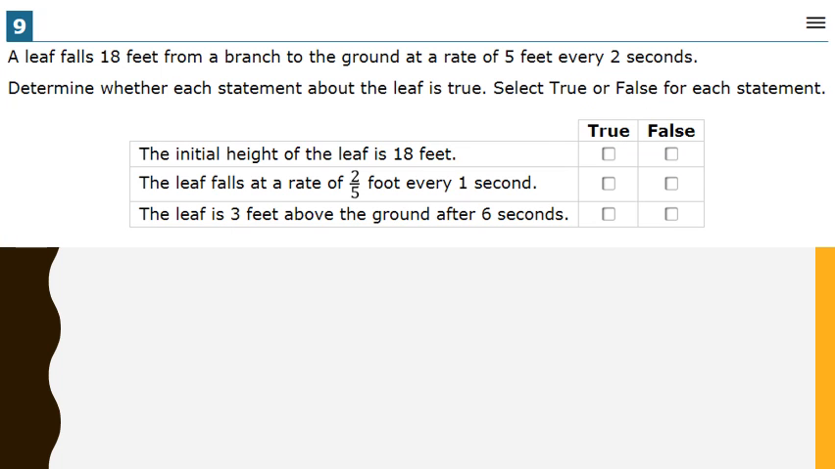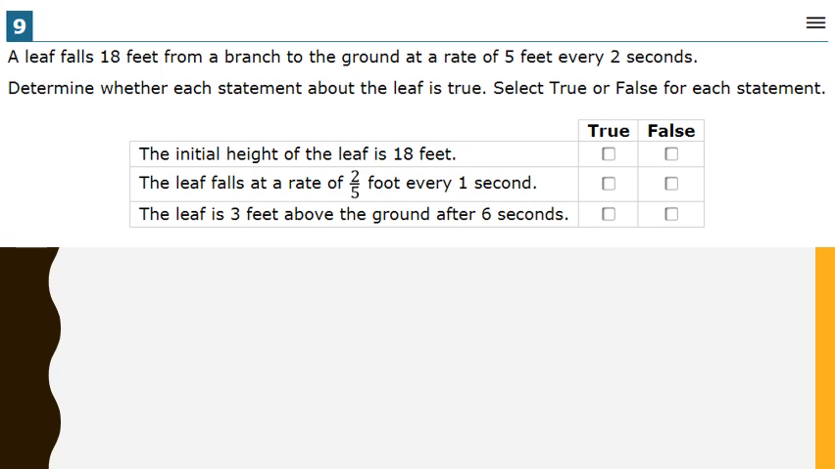So we've got our best friend, the true or false questions here. And in this problem, it says a leaf falls 18 feet from a branch to the ground at a rate of 5 feet every 2 seconds. It asks us to determine whether each statement about the leaf is true. It says select true or false for each statement.